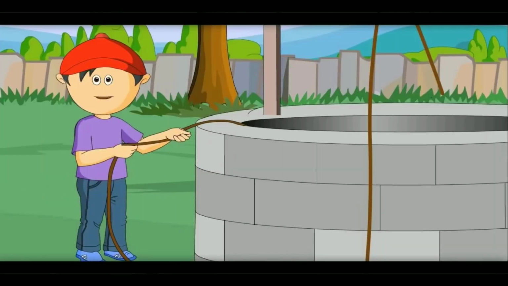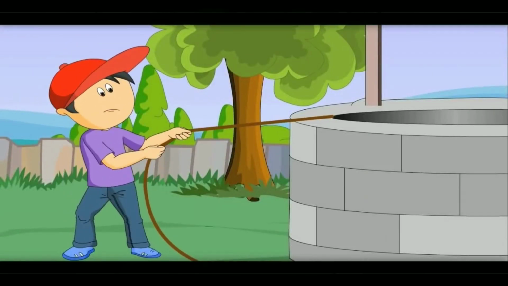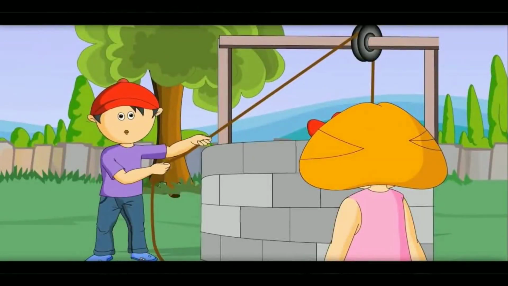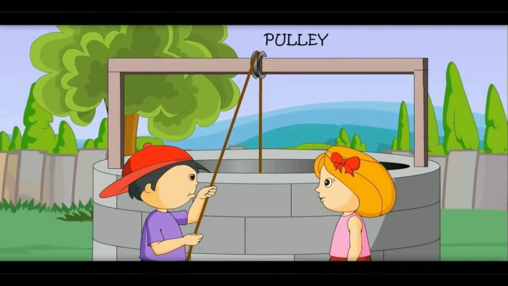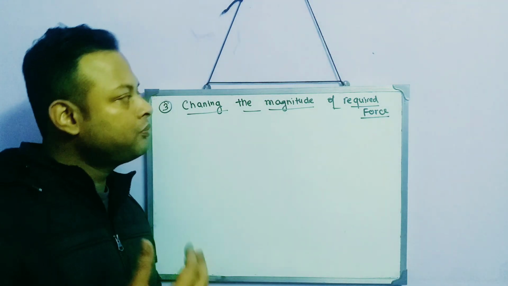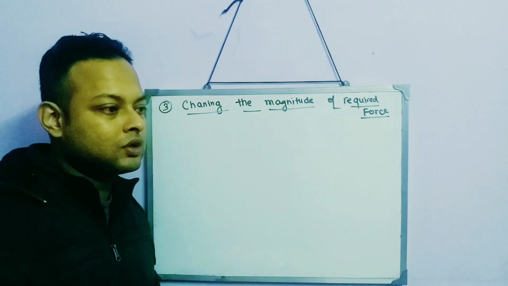Let me pull it. This is so difficult. Oh, now try to pull this bucket. Oh, it is easy to pull. You know, you could pull it because of the pulley. So the third point is changing the magnitude of required force.